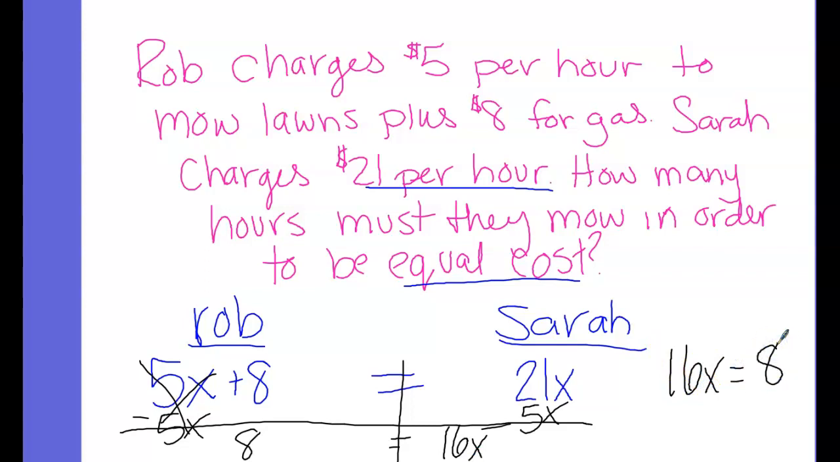Divided by what? Divide by 16. You divide by 16 because that's with the variable. So if I have 8 things and divide it by 16, I would get x equals a half. It's not 2. That'd be 16 divided by 8. 8's on top, so it's 8 first. So half an hour, and then they would be equal. So if they both mowed for half an hour, their prices would be the same. Okay? Wait, what's 21 divided by 2?